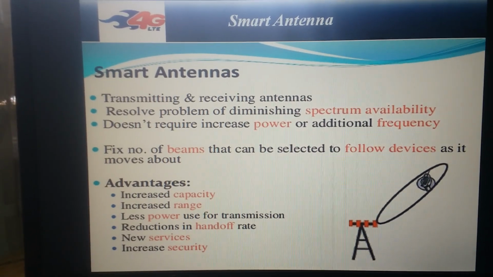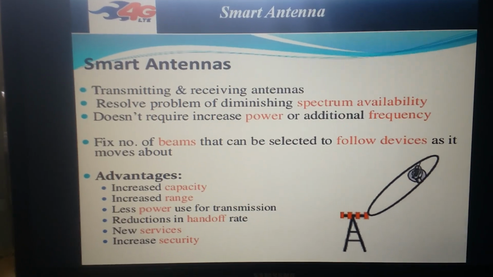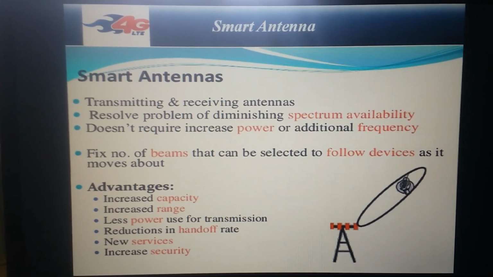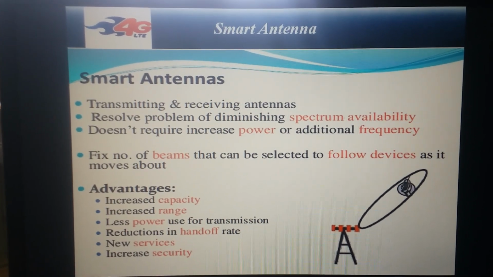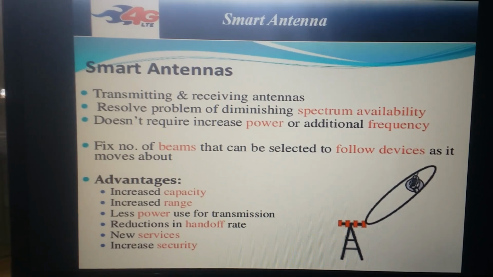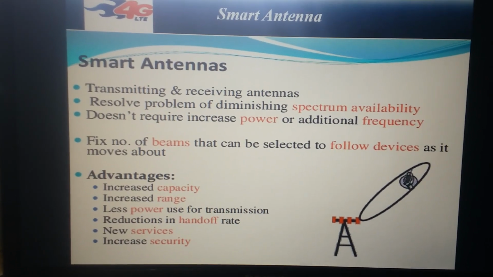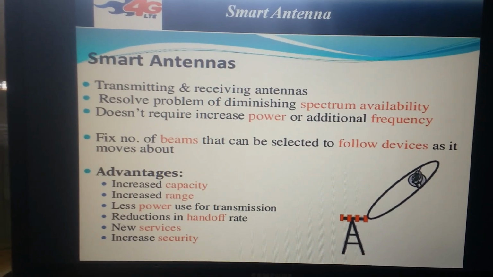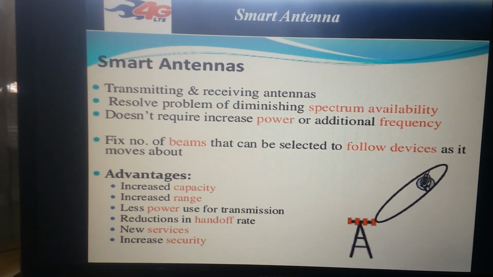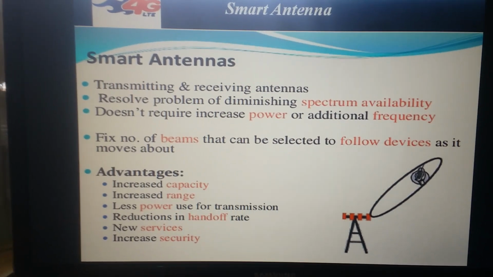Next comes the smart antenna. Smart antennas are used to transmit and receive signals in wireless mode. Electromagnetic signals are transmitted through the air medium. Here we have smart antennas which cover a maximum area. The advantages of smart antennas are increased capacity, increased range, less power use for transmission, reduction in handoff rate, new services and increased security.